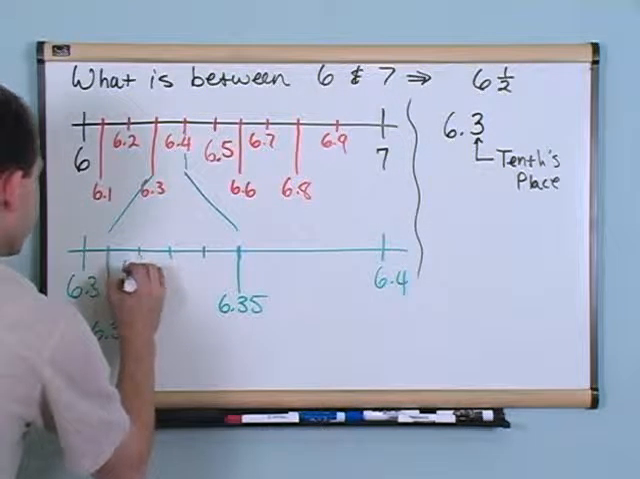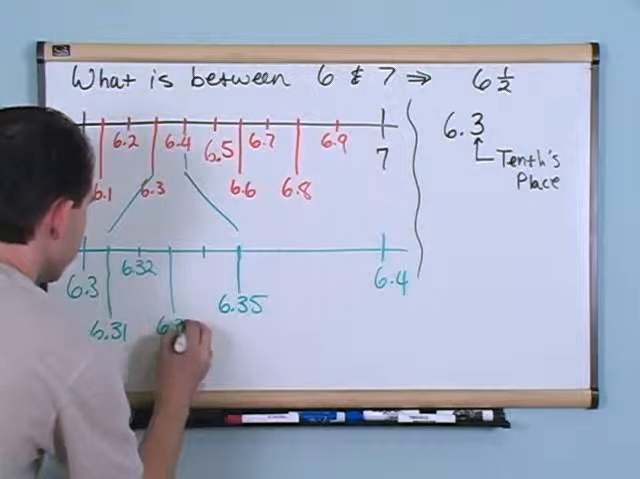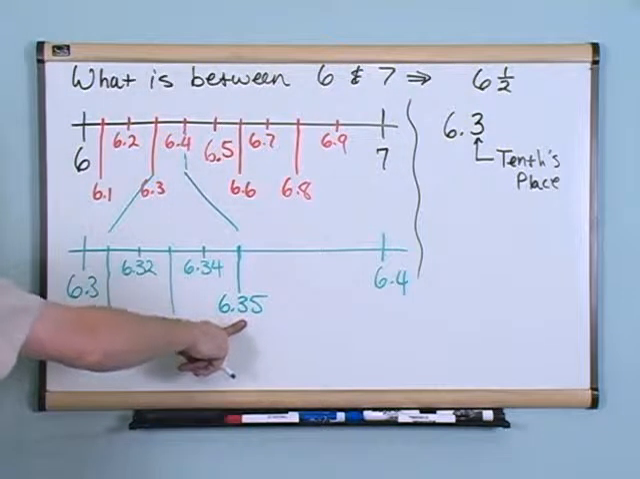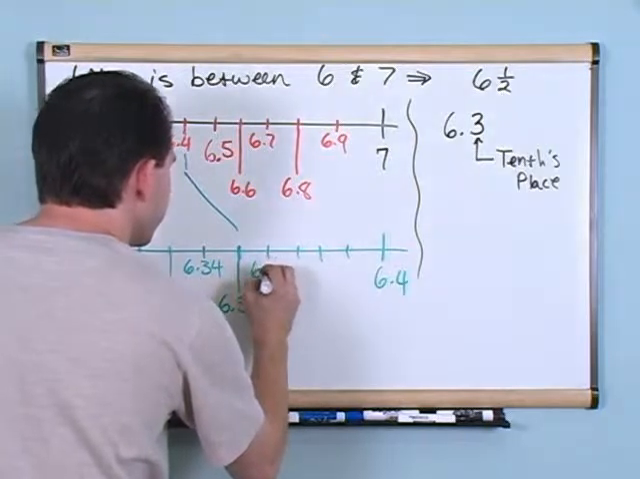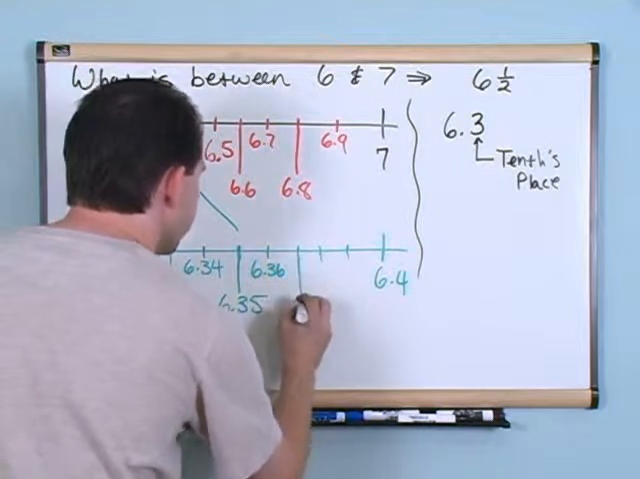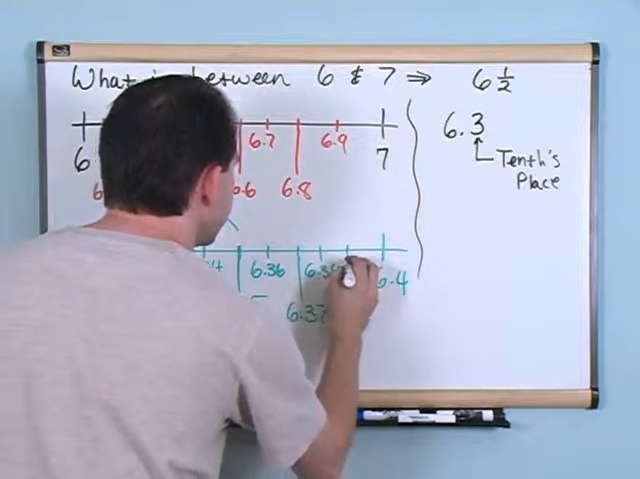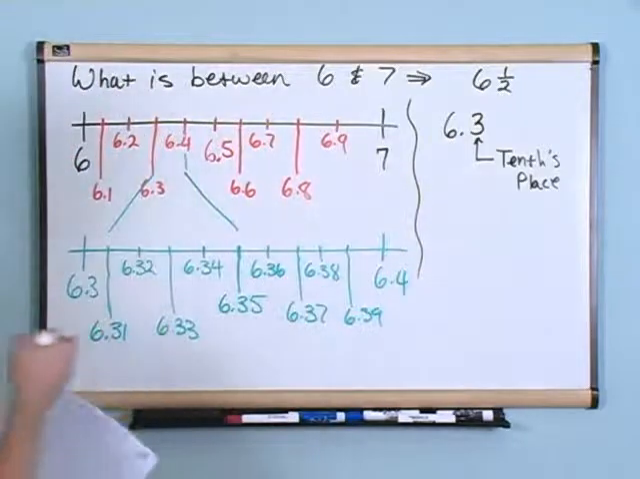Okay, here's the 6.3. Down here, you're going to have 6.31, 6.32, 6.33, 6.34. Here's 6.35, and then 1, 2, 3, 4, 5. We'll have 6.36, 6.37, 6.38, 6.39, and then when we get to the end, again, we get to 6.4.